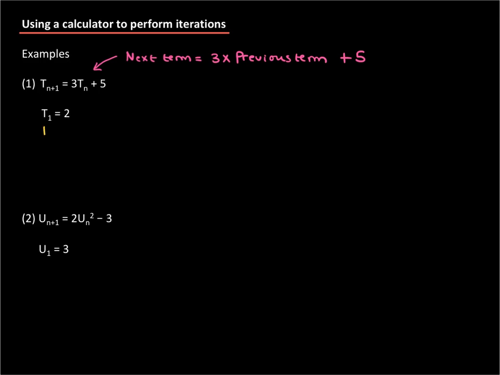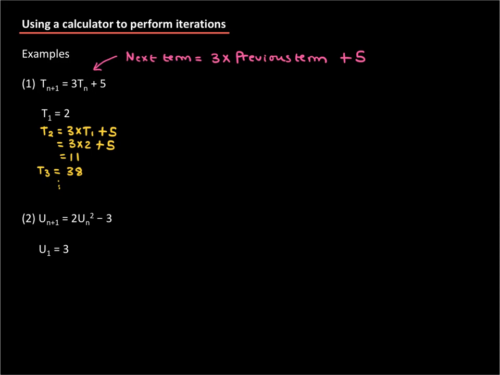T1 equals 2. T2, the next term, is 3 times the previous term of T1 plus 5. So that's 3 multiplied by 2 plus 5, which is equal to 11. Can you work out T3? It's 3 times the previous term of 11, 33, plus 5, which gives us 38, and so on, and we can keep generating terms. Now, that takes a long time if you're going to do this manually, and if you're going to type in every calculation into your calculator, it can also take a long time as well.